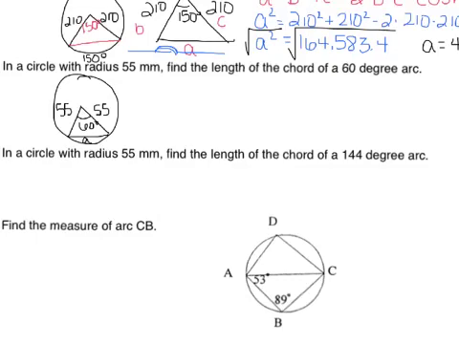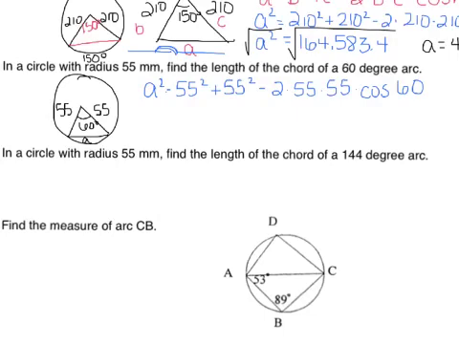I would say A squared equals 55 squared plus 55 squared minus 2 times 55 times 55. You can probably type it in your calculator faster than I'm even saying it. And then times the cosine of 60. Give me a second to type that. The little calculator I'm using came out to 3,024.9999999. I'm going to say that's supposed to be 3,025. So A squared equals 3025.